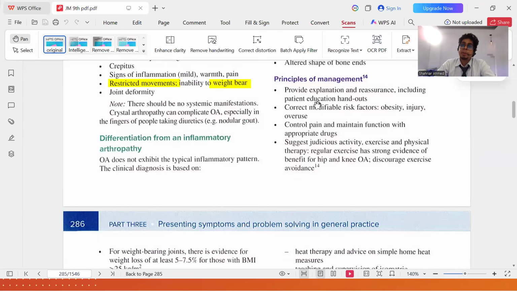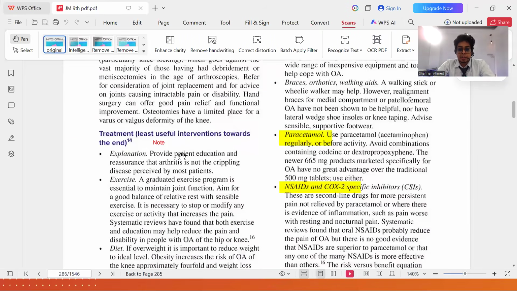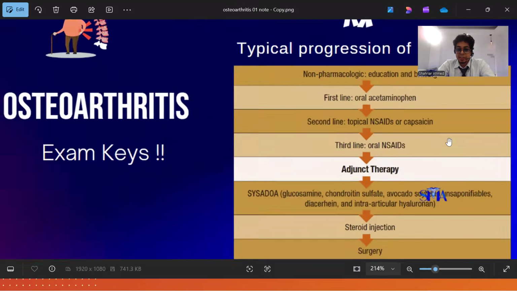Did we talk about the steps of management? This looks better, or do you think the one I showed you looks better?